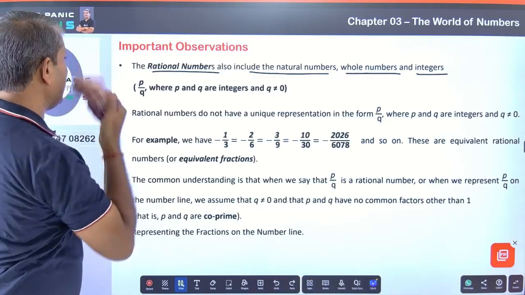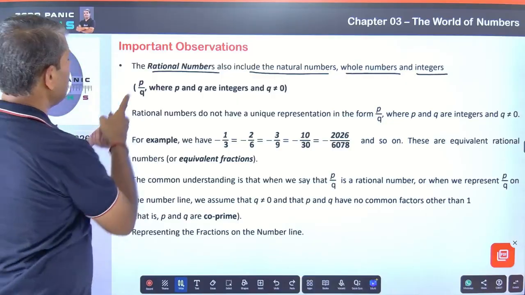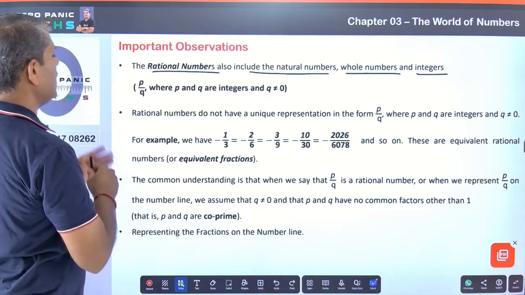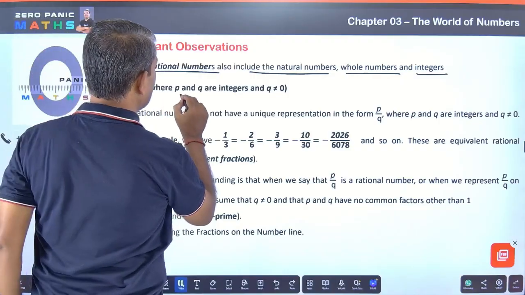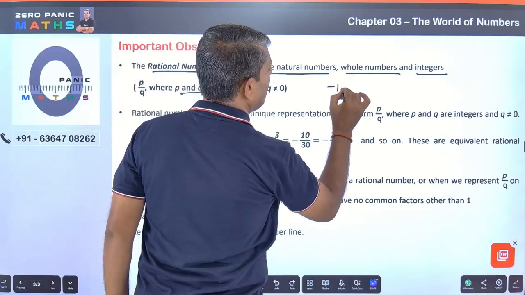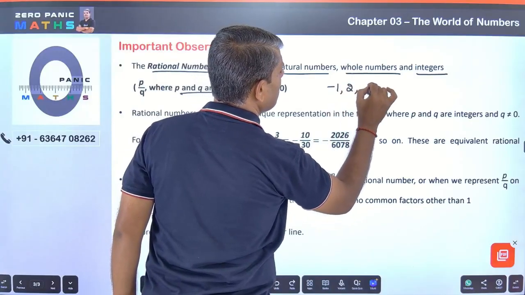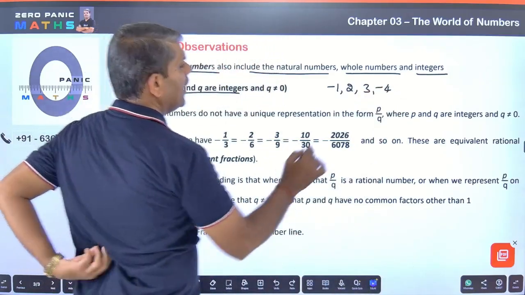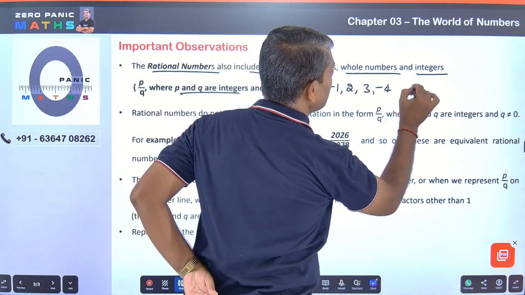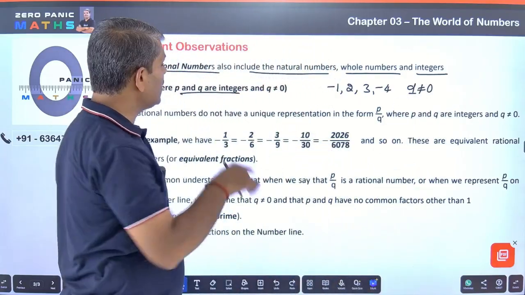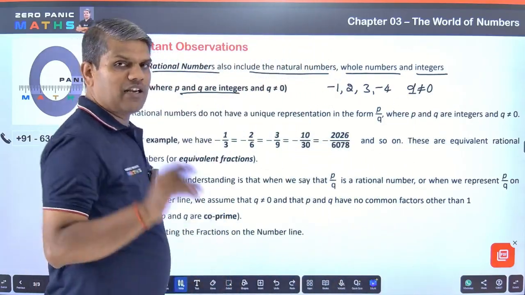And what is the extra condition that we defined? It is p by q. In the form of p by q we represent, where p and q are integers. It means p and q can have any negative number, positive number, any positive and negative numbers it can have, with some condition that q should not be equal to 0. You can have 0 in the numerator, as I already told.